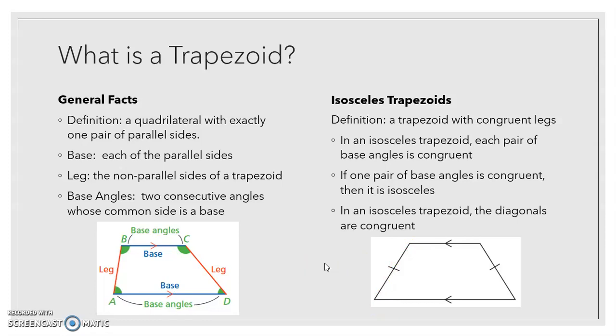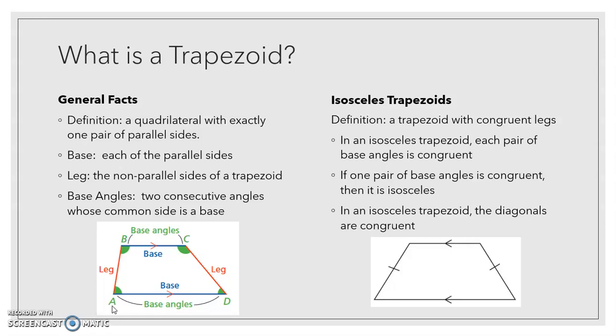Okay, so let's take a look at the next property. This is to help us identify an isosceles trapezoid. If we have a trapezoid and we know that one pair of base angles is congruent, then we can say that it is isosceles. So looking at this trapezoid over here, if I knew that angle D and angle A were congruent, then I could say that it is isosceles. Okay, so that's how you can identify an isosceles trapezoid.